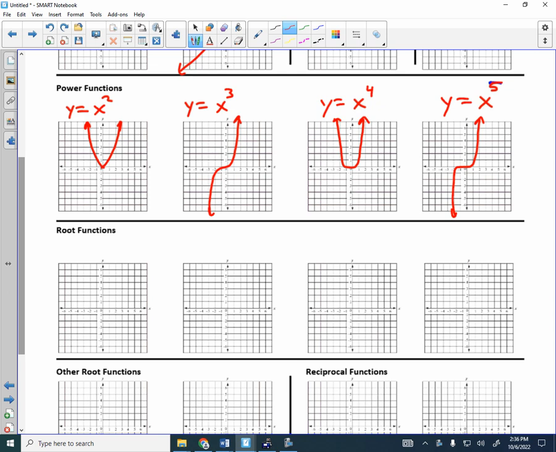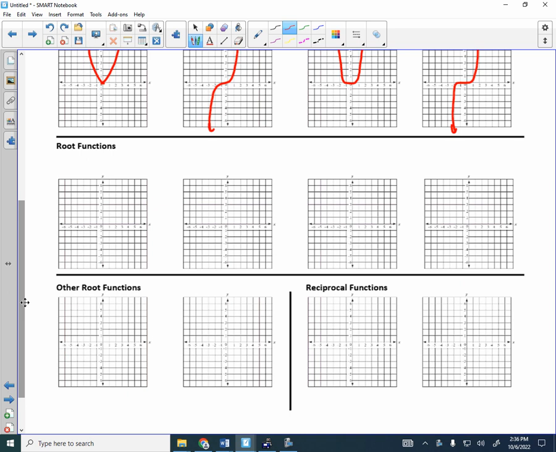Okay, good. So let's talk about root functions. Y is equal to the root of x. So I can only take the square root of what kind of numbers? Positive. So the domain of this function is just positive numbers, and we just produce what we call the principal root or the positive root. So it looks like that.